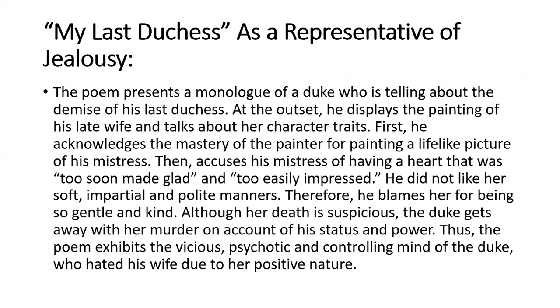All right. So, My Last Duchess as a representative of jealousy here, the poem presents a monologue of a duke who is telling about the demise of his last Duchess. At the outset, he displays a painting of his late wife and talks about her character traits. First, he acknowledges the mastery of the painter for painting a lifelike picture of his mistress. So this poem basically opens with him presenting the painter as if he is one of the best of his kind, and then he starts accusing his own mistress of having a heart that was too soon made glad, and too easily impressed.